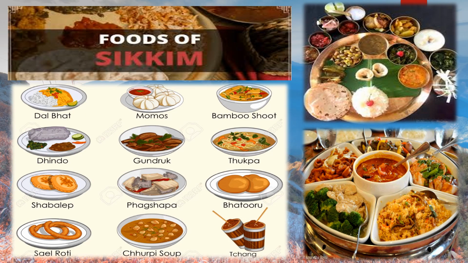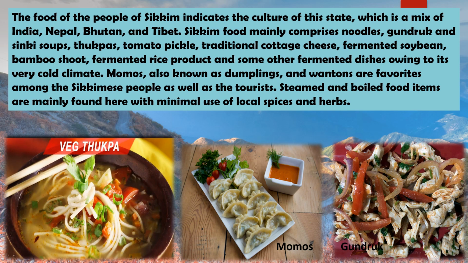Let us now explore the variety of food from Sikkim. The food of the people of Sikkim indicates the culture of this state, which is a mix of India, Nepal, Bhutan, and Tibet. Sikkim food mainly comprises noodles, gundruk, and sinki soups, tukkas, tomato pickle, traditional cottage cheese, fermented soybean, bamboo shoot, fermented rice product, and some other fermented dishes owing to its very cold climate.